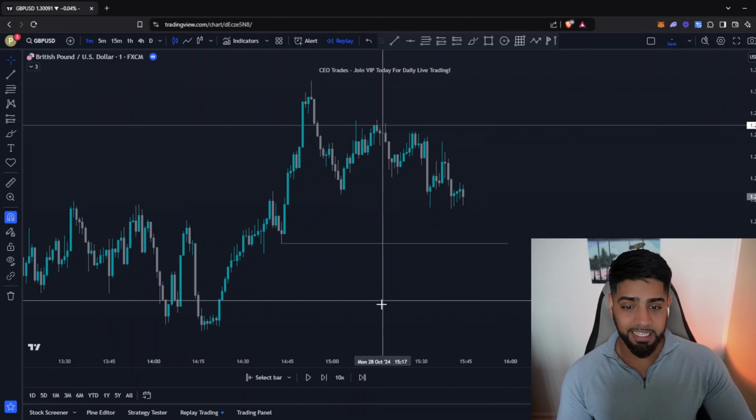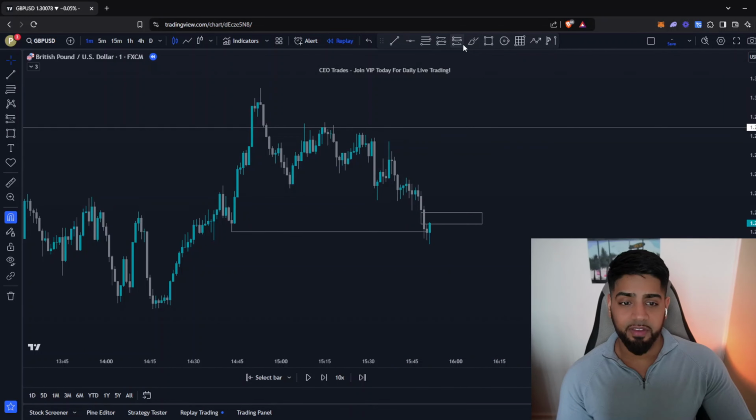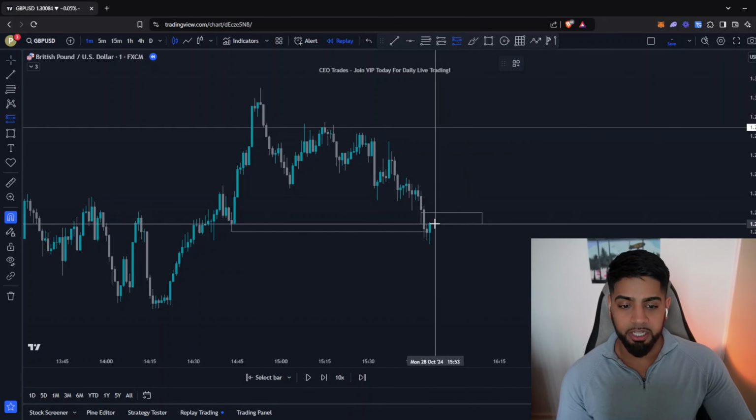We're not interested in getting into this trade until we get that market structure shift. We're going to identify the fair value gap which gave us that market structure shift.